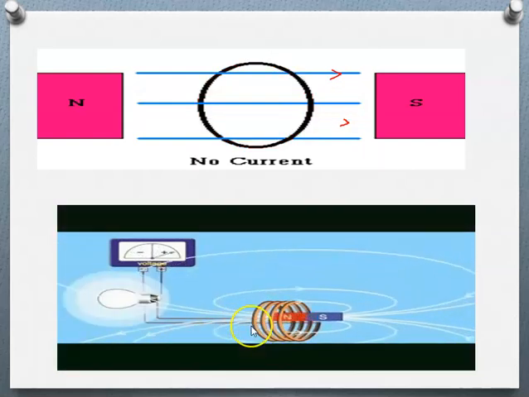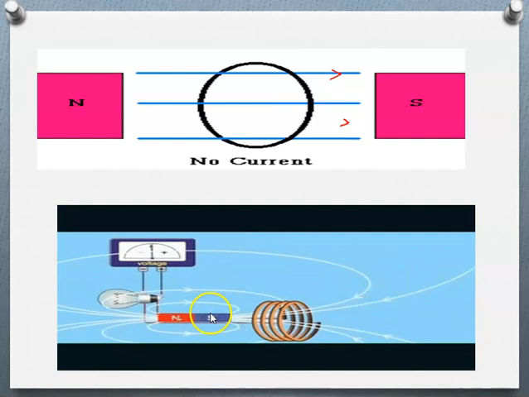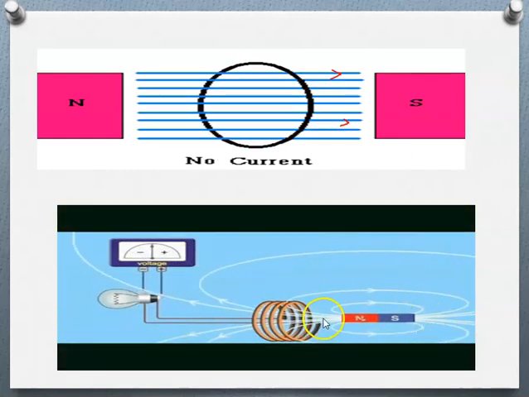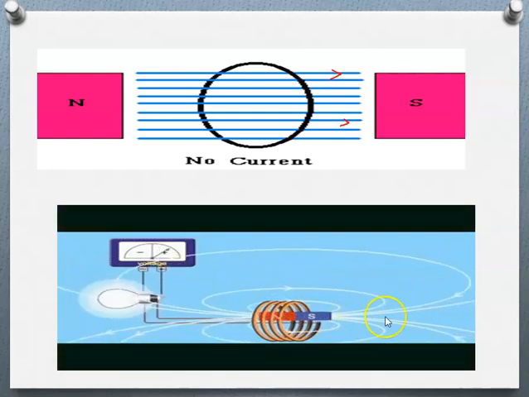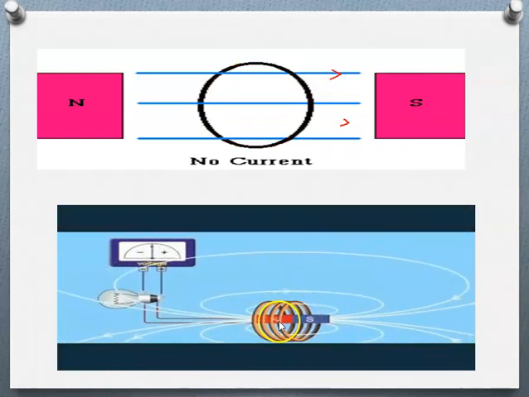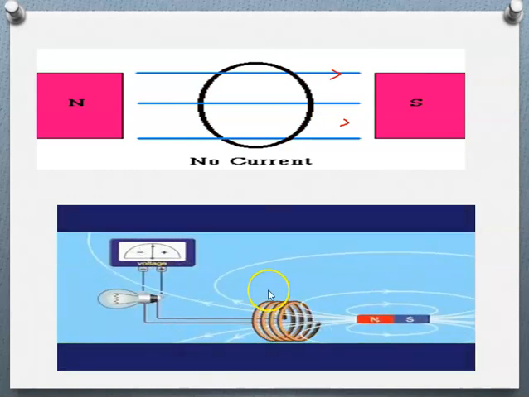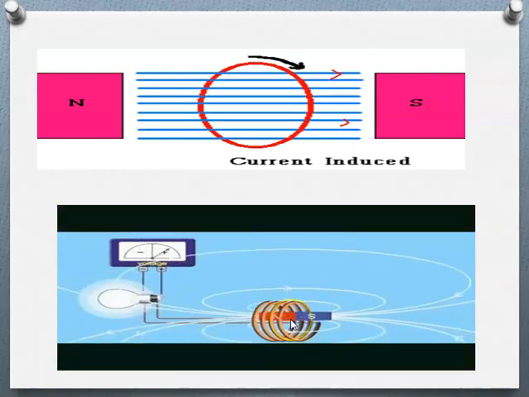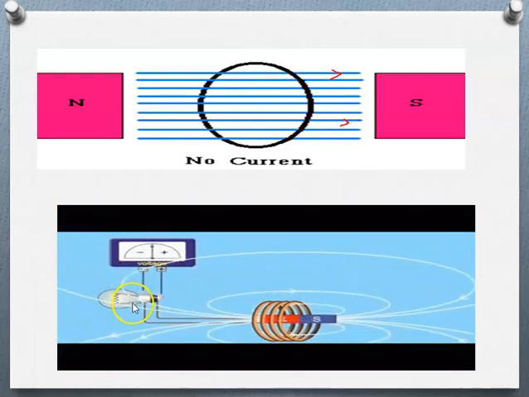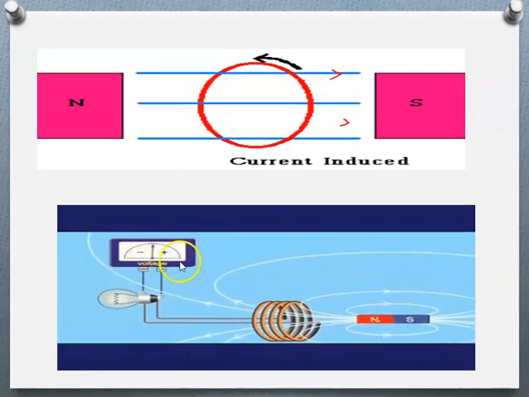Third condition: we want relative motion between the magnetic flux and this conductor, and this is achieved by the movement of this magnet. As the magnet is moving, the flux lines linking with this conductor are changing, so the third condition is also satisfied. So we will get the EMF, and here it is indicated by this pointer.